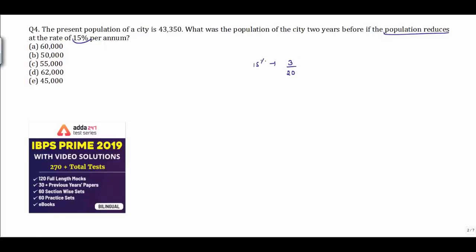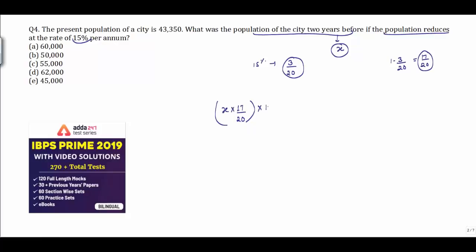So reduction of 3 by 20. Let us suppose that the population of the city 2 years before was X. Then there would have been a decrement of 3 by 20. So decrement of 3 by 20 means 1 minus 3 by 20, that is 17 by 20. This is the fraction that is remained. So 17 by 20 times X, where X is the population of the city 2 years before. So this population is the population of the city 1 year before.